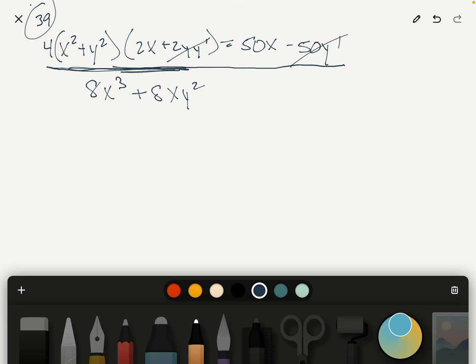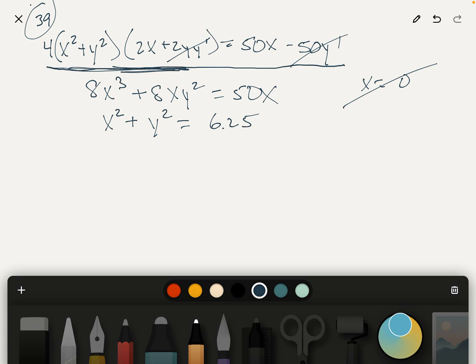xy squared equals 50x. And yes, x equals 0 is a solution to this equation, but clearly when you look at the curve, there's two tangents and they're neither one horizontal, so we'll cross that off. That means we can divide through by 8x, and we're left with x squared plus y squared equals 50 divided by 8, which is 6.25. So that means that x squared plus y squared equals 6.25.